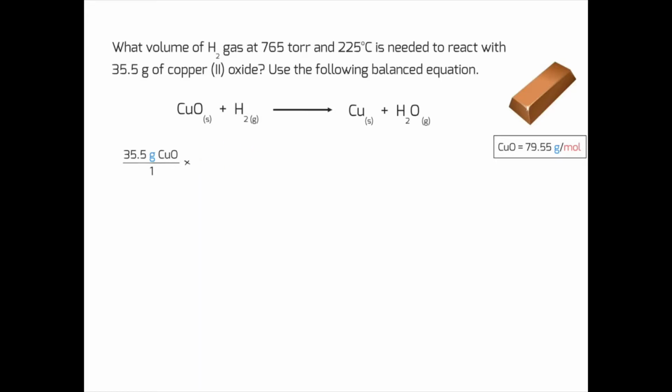Using our periodic table, we calculate the molar mass of copper(II) oxide at 79.55 grams per mole, and this is rounded to 4 significant figures. So we set up our conversion factor so we have grams of copper(II) oxide on bottom to cancel with our grams on top here. So these grams cancel with these grams, and now we have moles of copper(II) oxide.